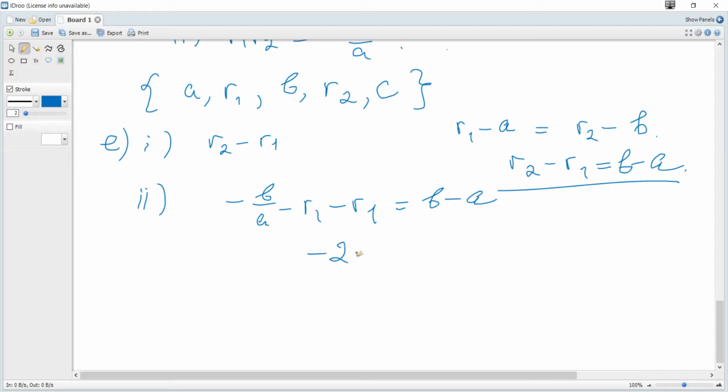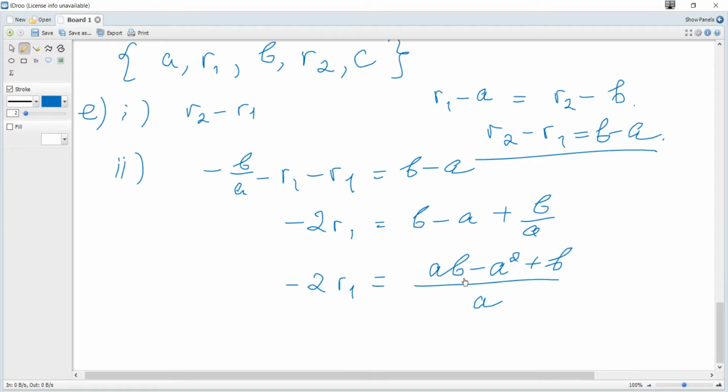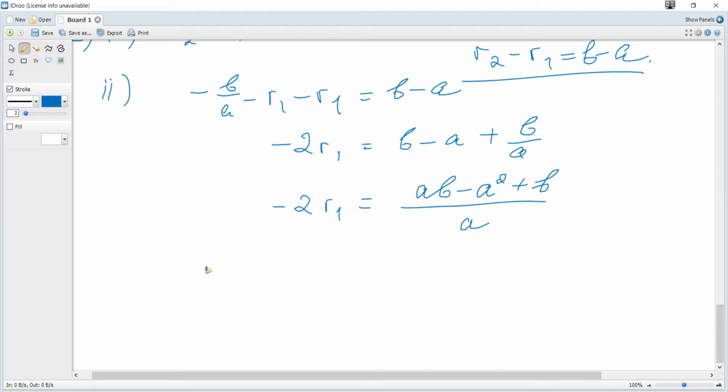So negative 2 R1 is B minus A plus B over A. Let's do a common denominator A, so AB minus A squared plus B, and hence R1 is over 2A, and divide by negative 1 every term, so it becomes A squared minus AB minus B as required.